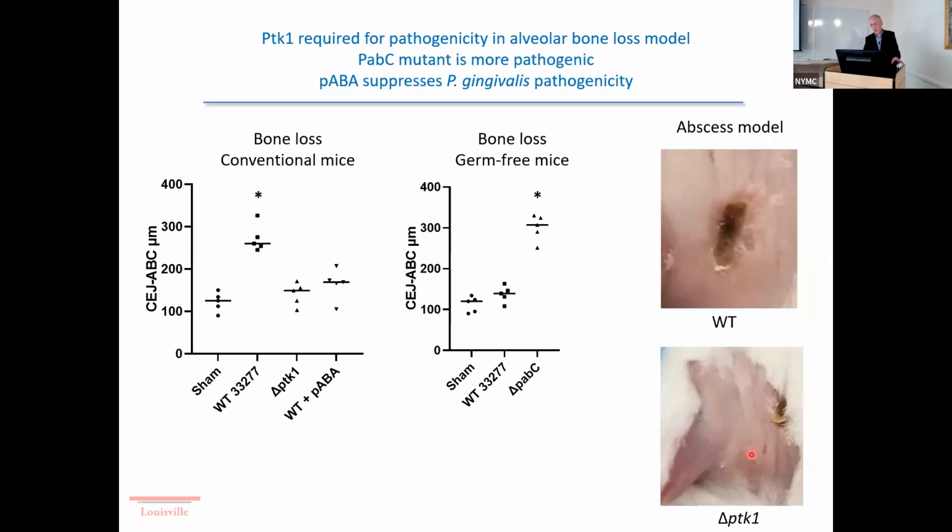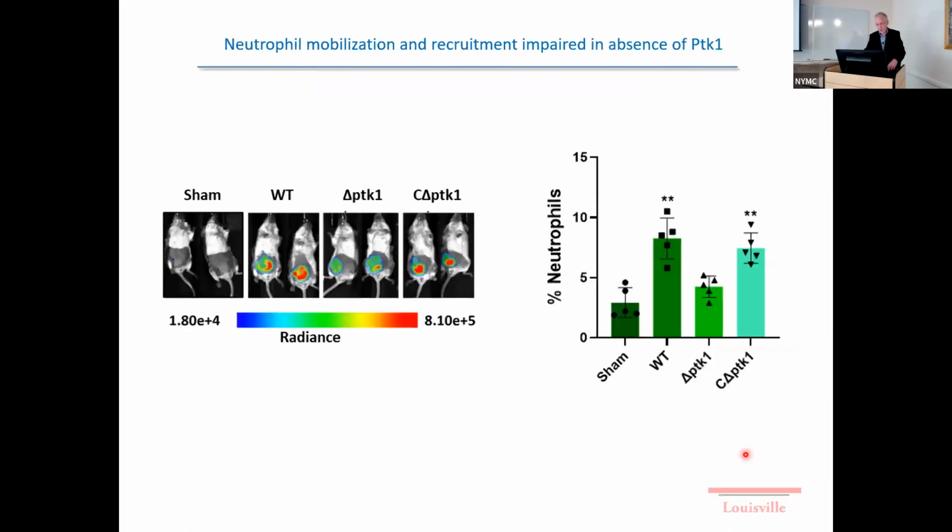We've been looking a little bit at what's going on here in relation to host response, and particularly, as I was saying, with neutrophils. So this is some image analysis where we just inject a luminescent dye that lights up the neutrophils. So we look at neutrophil mobilization, sham infection, wild type.